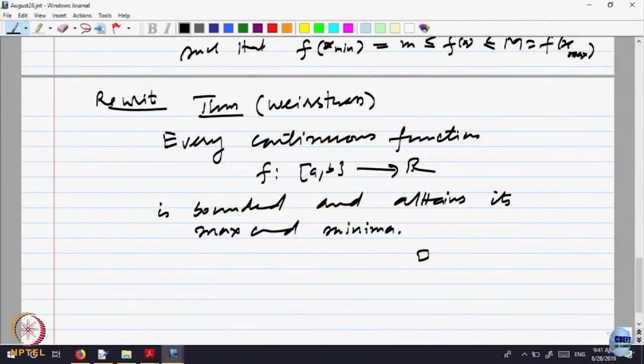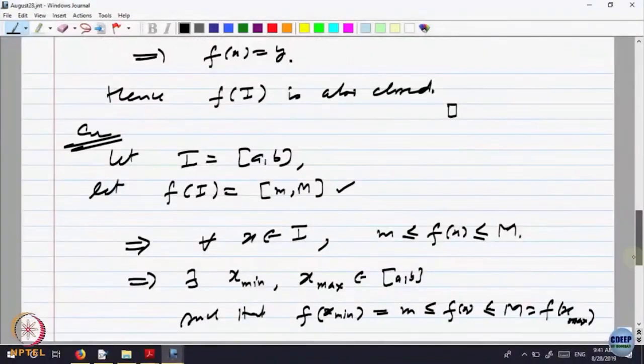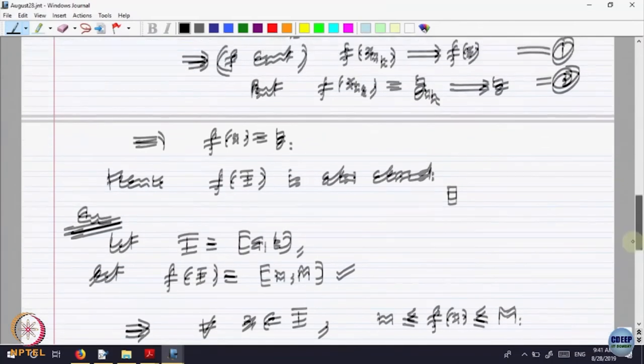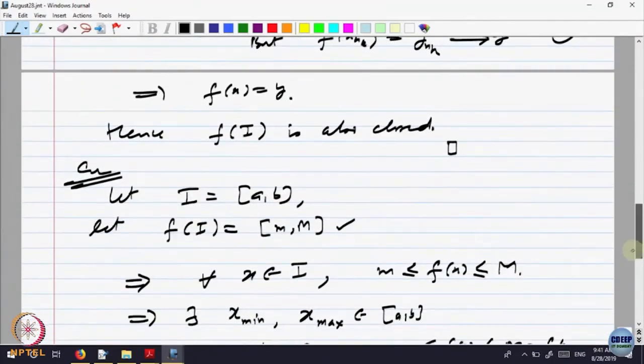So, if you look at the proof, it does not use any fact other than that you are in an interval. If you do not want to claim that the range is an interval, you can just assume the domain is a compact set, then the range is also a compact set, closed and bounded, that is all.